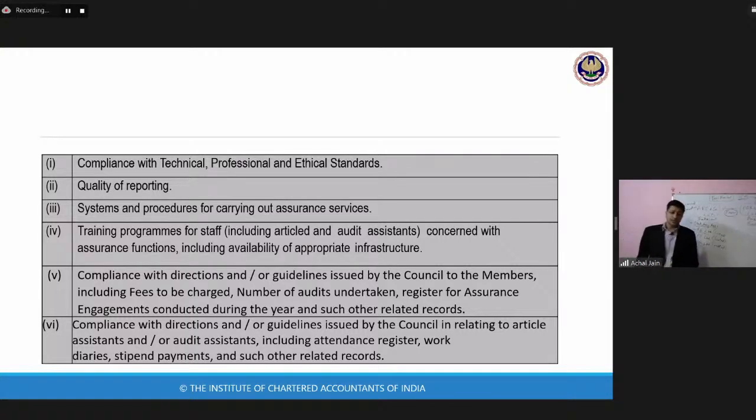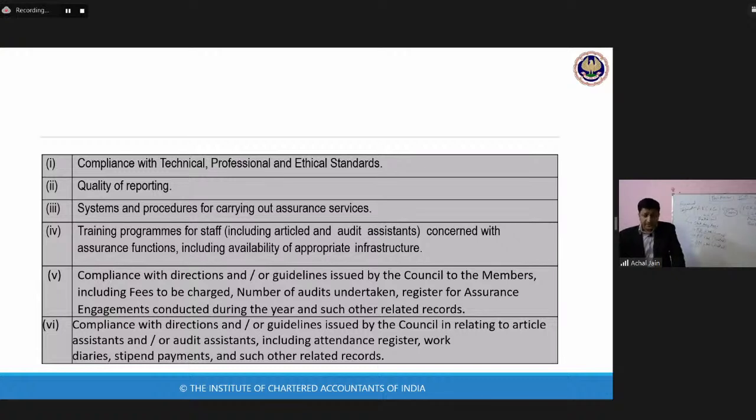of appropriate infrastructure. See, one thing is for sure, that audit is something which is teamwork, or you can say a work to be done by the people of the organization. And which organization is this? Practice unit. So it's very important that those persons who are employed by the practice unit are trained to carry out various tasks in relation to that assurance service.